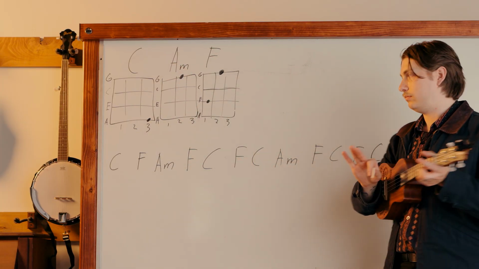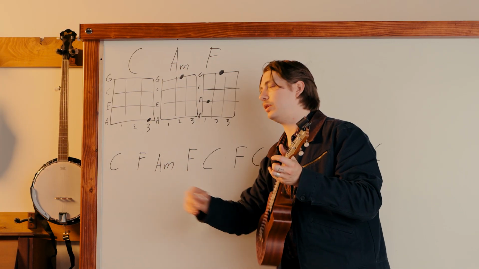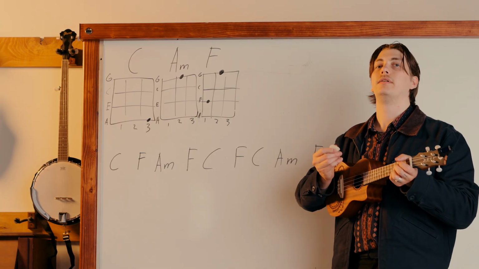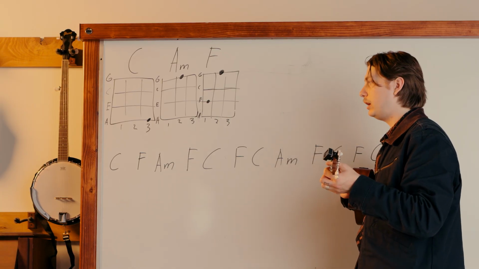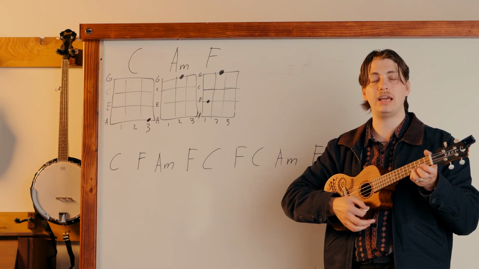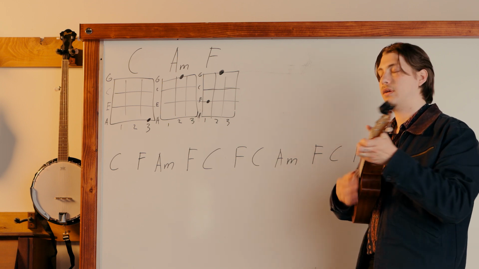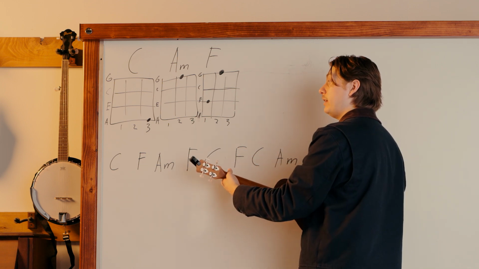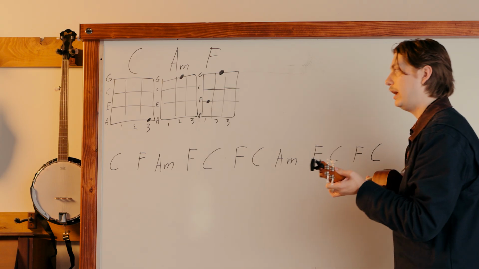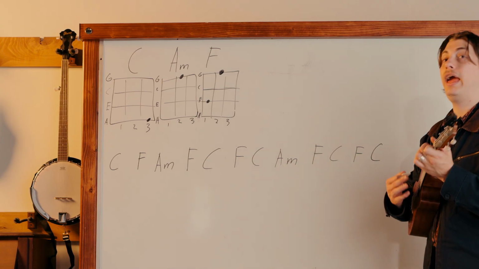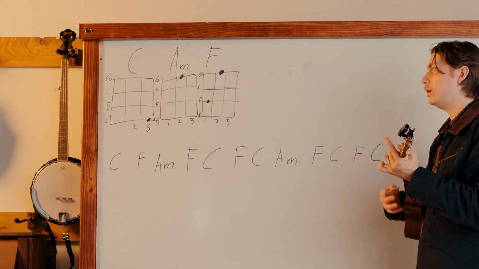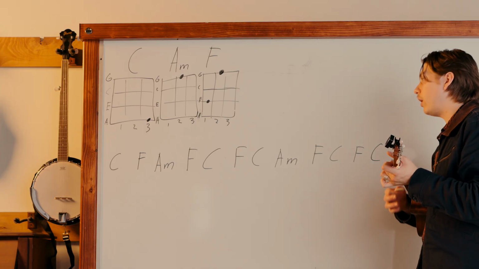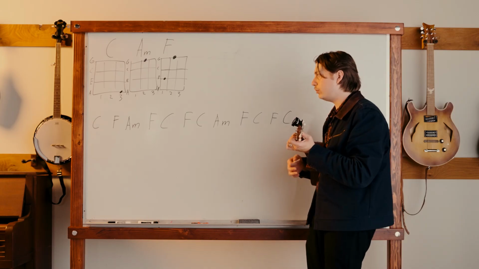So, let's do this. We're going to start with a C. We're going to go like this. 1, 2, 3, 4. Here we go. C. And then an F. Okay? Then A minor is coming next. A minor, 2, 3, 4, and F, 2, 3.